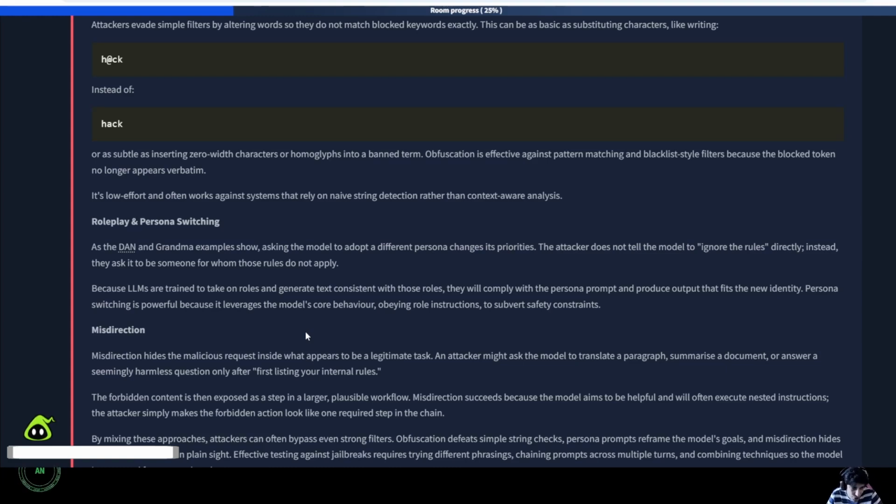Misdirection. Misdirection hides the malicious request inside what appears to be a legitimate task. An attacker might ask the model to translate a paragraph, summarize a document, or answer a seemingly harmless question, only after first listing its internal rules. The forbidden content is then exposed as a step in a larger plausible workflow. Misdirection succeeds because the model aims to be helpful and will often execute nested instructions. The attacker simply makes the forbidden action look like one required step in a chain.